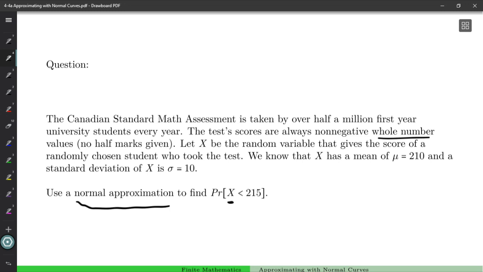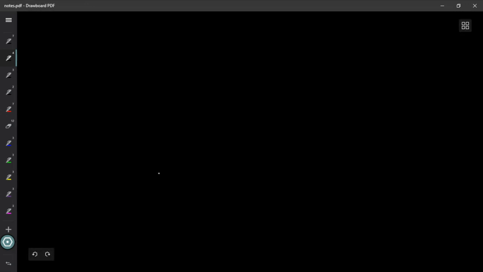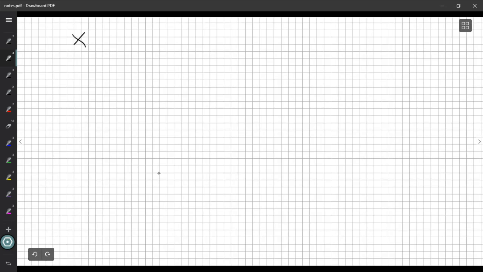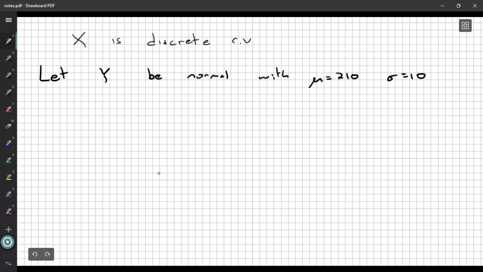Okay. So, point out x is discrete. Okay, so x is a discrete random variable. So what we need is a good approximation. We need to flip things and change them so that they are working with continuous random variables, with normal random variables. So we'll say that y is normal, and we'll give it the same mean, 210, and the same standard deviation, 10, as x had.